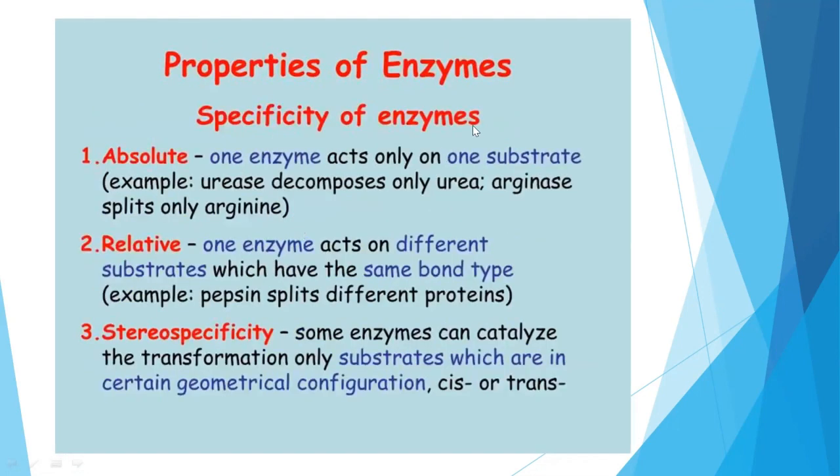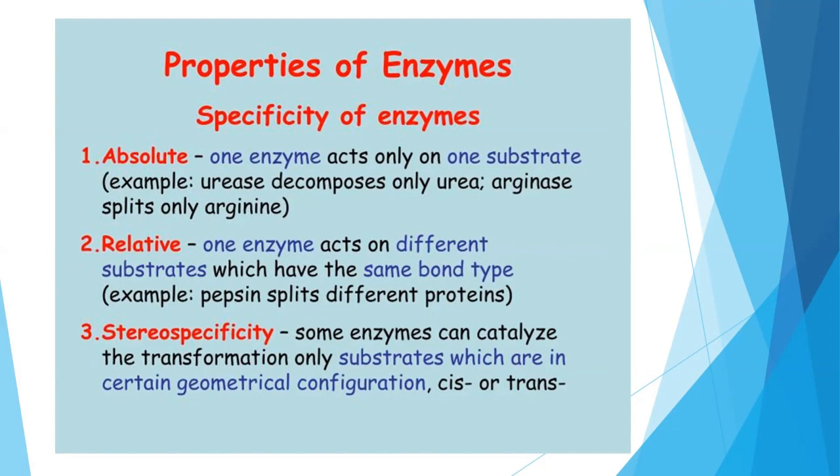So the properties of enzymes, or specificity of enzymes. There's absolute, relative, and stereospecificity. Absolute specificity is when one enzyme acts only on one substrate. For example, urease decomposes only urea, and arginase splits only arginine. So that is called absolute specificity of enzyme.